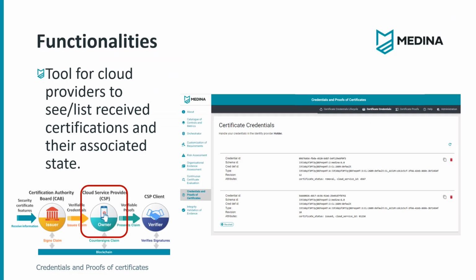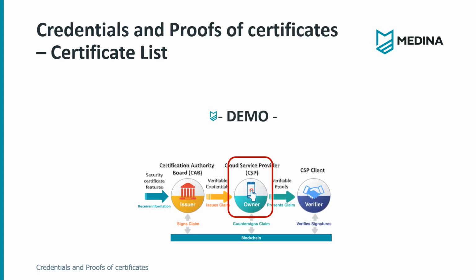Once the certificate has been issued by the Certification Authority Board, it is automatically received and locally stored by the cloud service provider. At any time, the owner can list the received security certificate's verifiable credentials. Let's see now how the cloud service provider or the owner can list the received credentials.